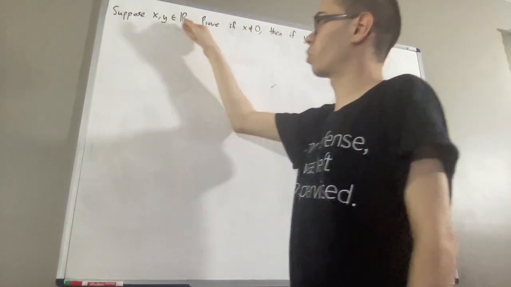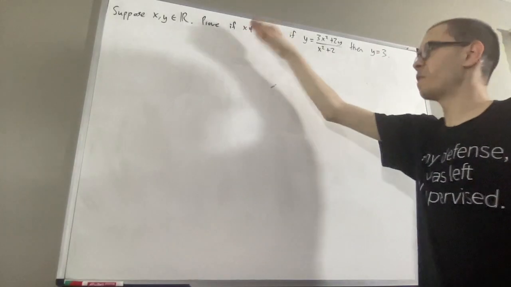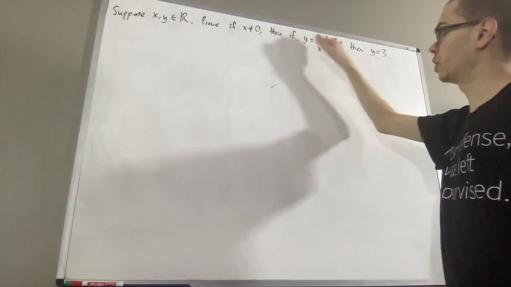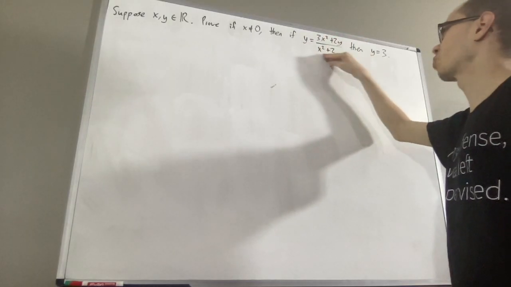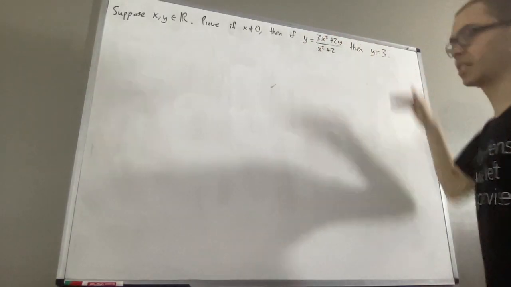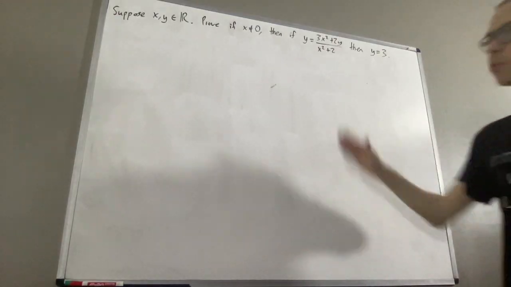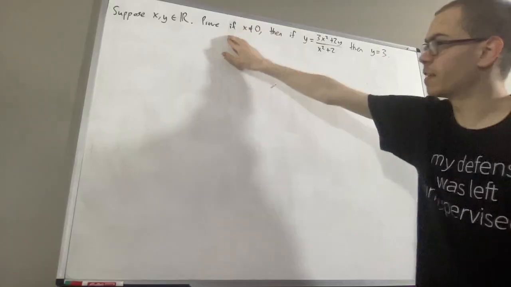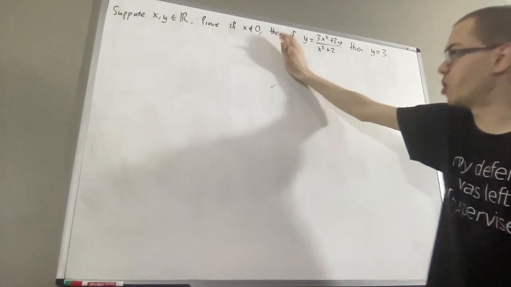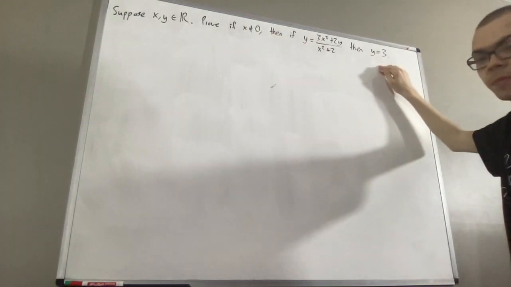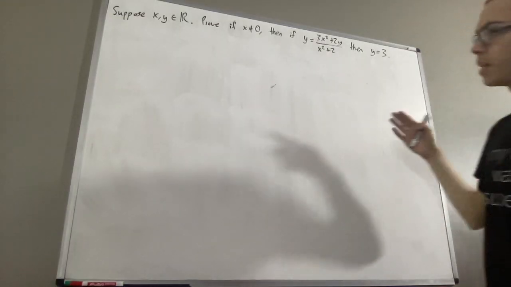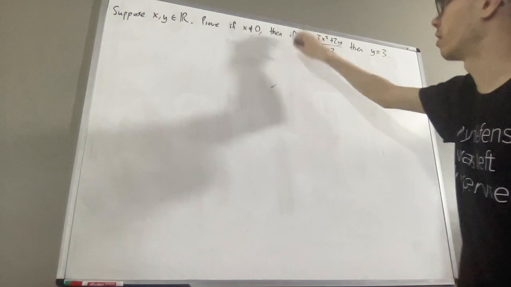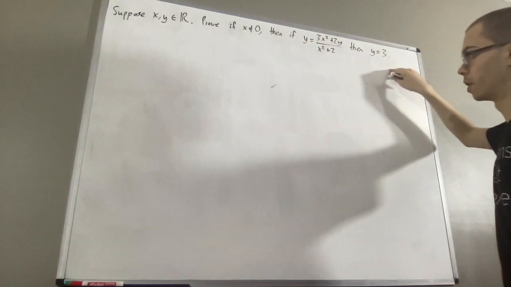Suppose x and y are real numbers. Prove if x is not equal to 0, then if y is equal to 3x squared plus 2y over x squared plus 2, then y is equal to 3. So again, we're trying to prove a conditional statement, which says if this is true, then this is true. And the standard way to do that is we'll make the assumption that this is true and try to logically deduce that this is true.